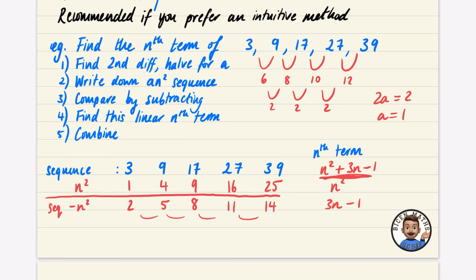So hopefully that works, because what we're saying is if you take, let's just highlight it rather than scribbling it out, the original sequence and we subtract n squared, you end up with what's left over, so you can combine these back together to get that n squared part here.